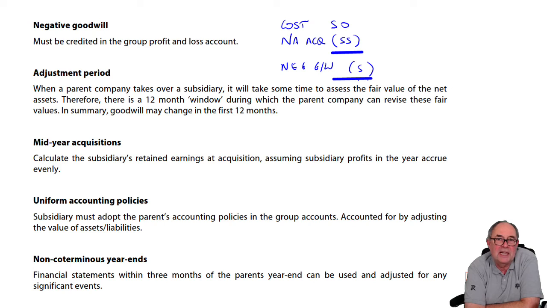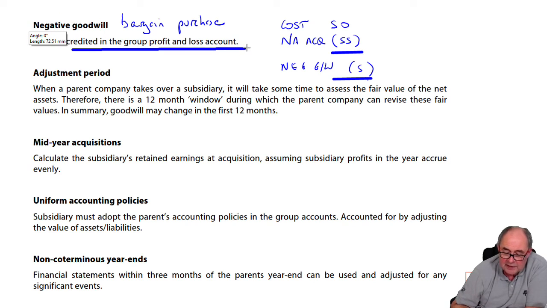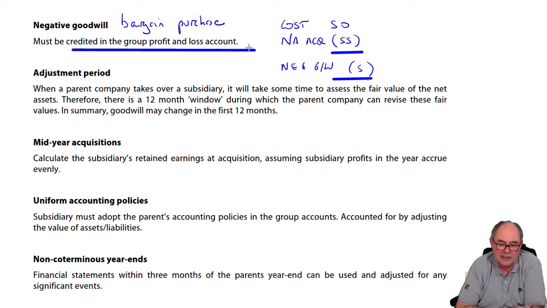So if I buy a second-hand car, I think I've got a bargain. I get it home and find out it's two old cars that have crashed and been welded together. I found out later there's a problem, so it's very rare. If you did have it, theoretically you've achieved a bargain purchase. So this would be very rare in life, but not in the exam. So it's a bargain purchase. In respect of that, it's immediately credited to the profit and loss, increasing group reported earnings.